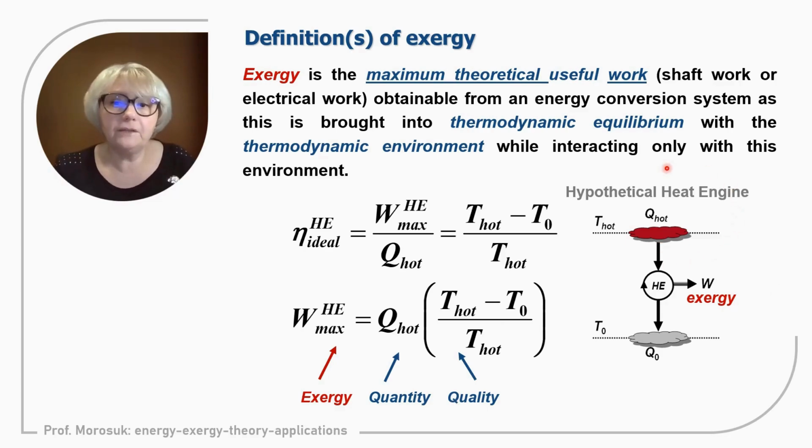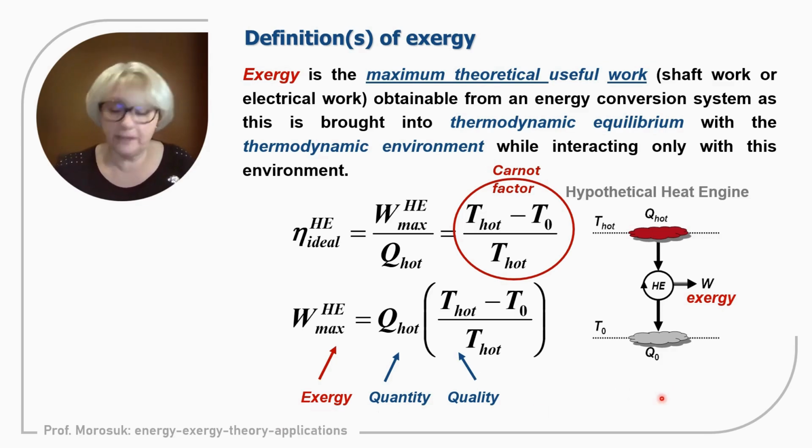Quantity of heat, we know it is Q hot. And quality of heat is associated with the maximum efficiency that we can calculate for the Carnot cycle when we know the temperature. This efficiency, Carnot efficiency, in exergy analysis is called the Carnot factor and will describe for us the quality of heat. So exergy is the quantity and quality of heat. Now we're discussing heat.